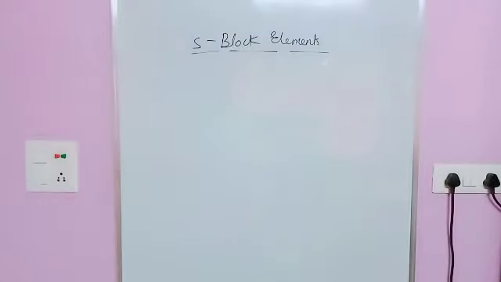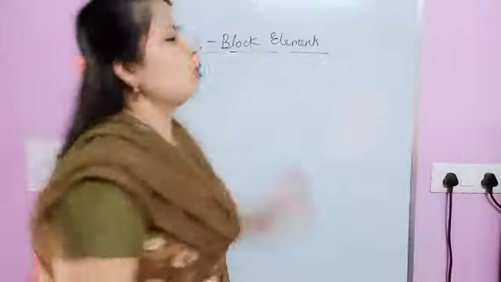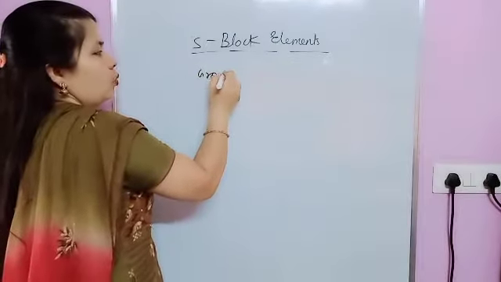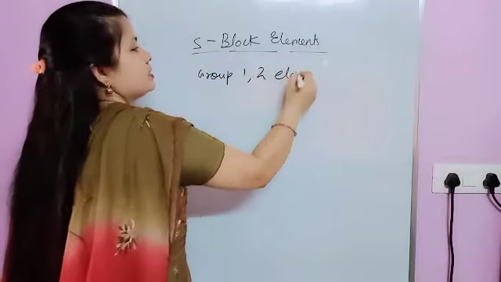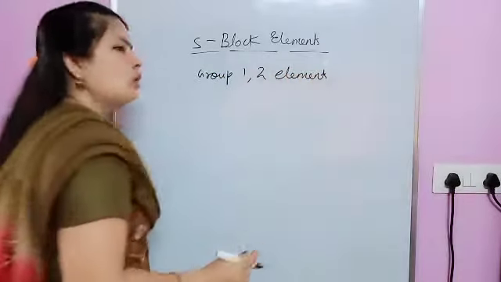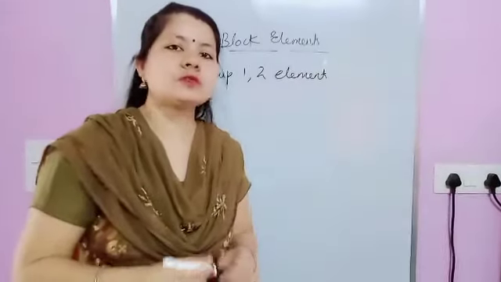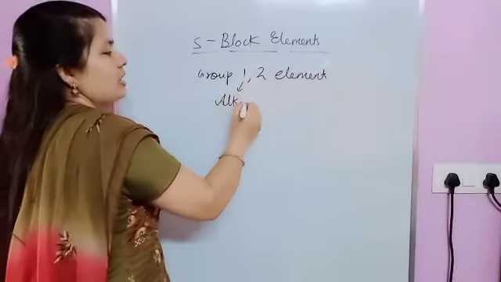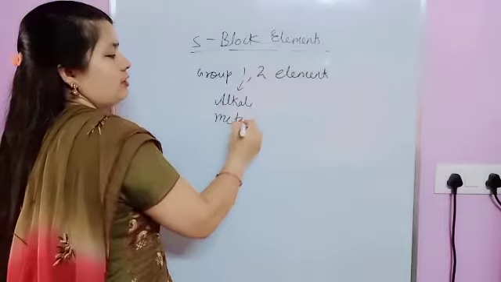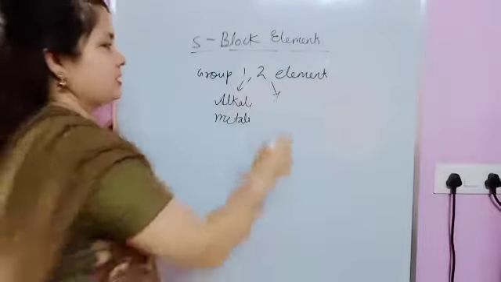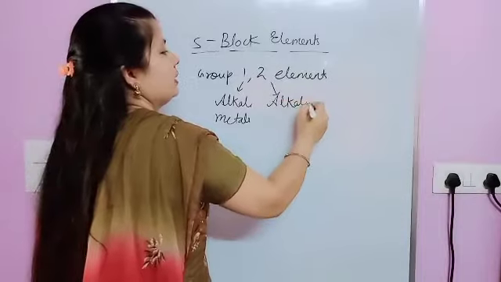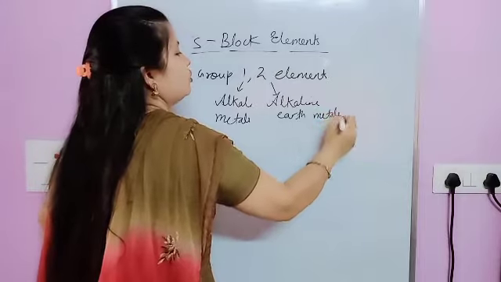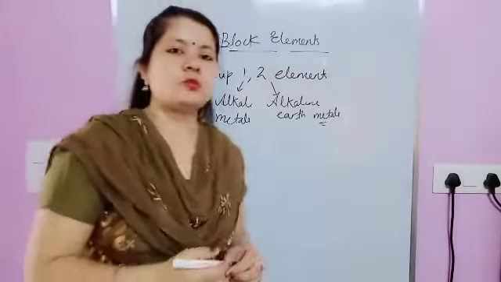In the case of S block elements, you know that groups 1 and 2 elements are combinedly known as S block elements. Group 1 is known as alkali metals, as we have already done, and group 2 elements are known as alkaline earth metals. So the combination of both forms the S block elements.